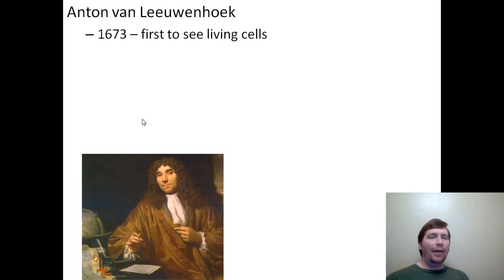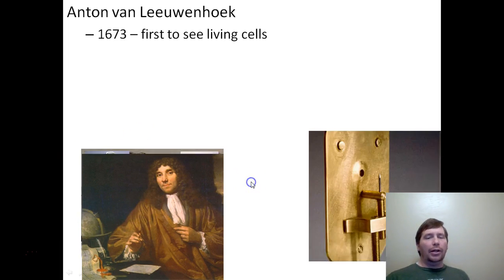Alright, so Robert Hooke in 1663 saw some empty spaces in cork. Whoop-de-do, who cares? Well, the next big player in the discovery of the cell we need to talk about is a guy by the name of Anton van Leeuwenhoek. He lived about 10 years after Hooke saw the first cells. Leeuwenhoek was the first one to see cells that were alive. Here's a picture of him right here.